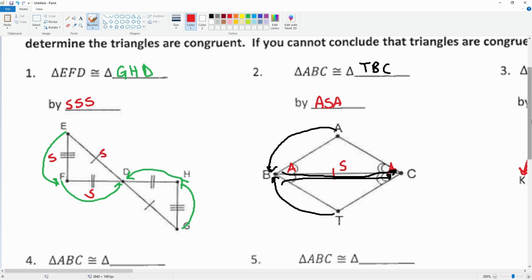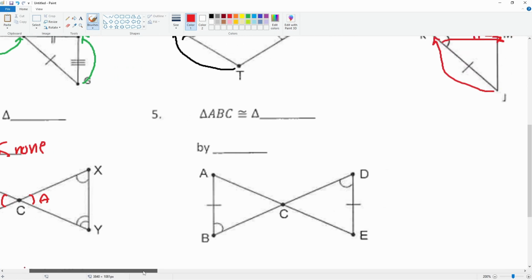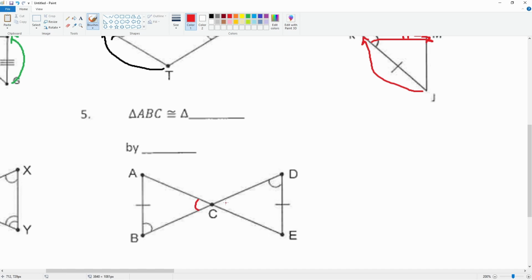Now let's take a look at number 4. ABC, well, we can get this by angle. So it's angle, angle, angle. There's no such thing. We write just none. Can't prove it's congruent.